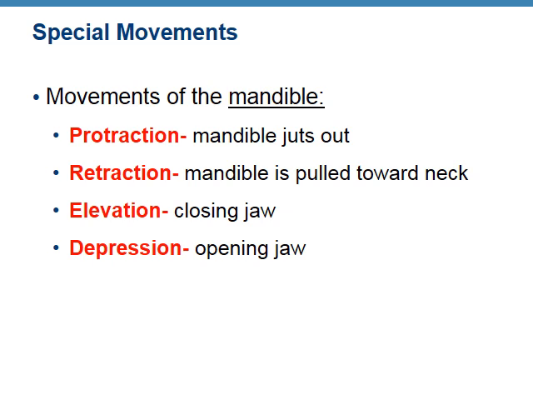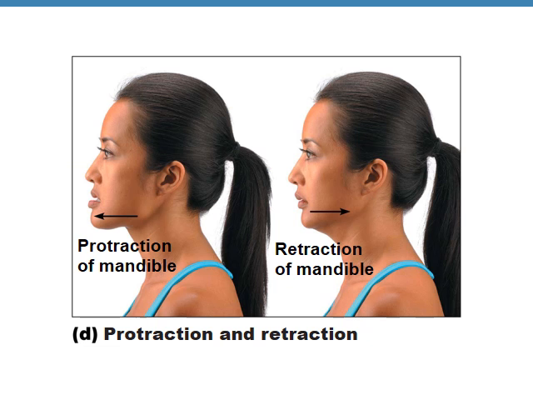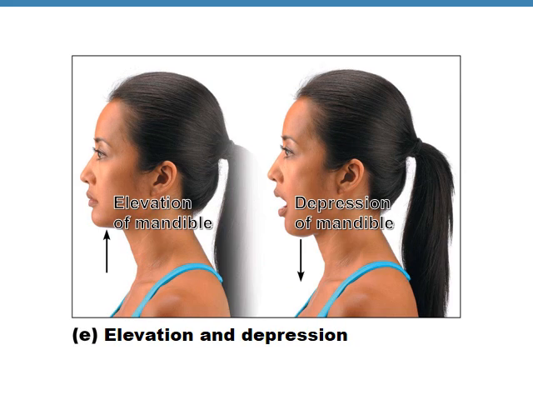We also have special movements of the mandible. We'll look at protraction, retraction, elevation, and depression. You can see here protraction is pushing your jaw forward, and retraction is bringing it back in. Most of us can figure out elevation and depression. So elevation is lift, depression is bring down.